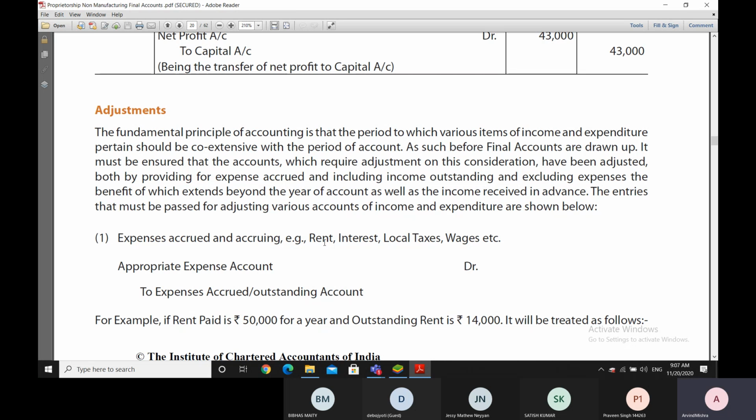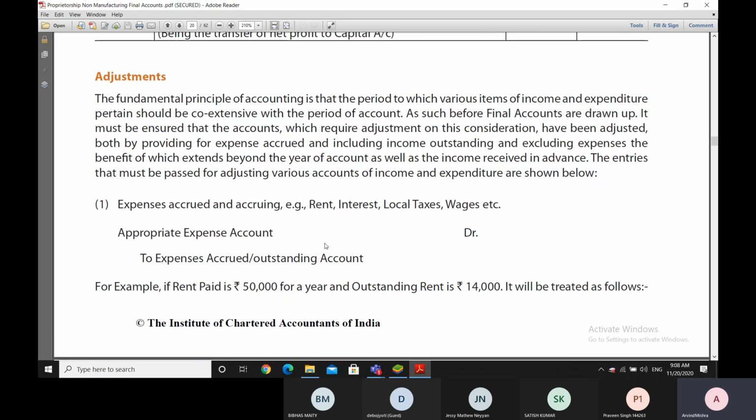Now, similarly, incomes received in advance will also be treated like that. They will be taken out because they have been received in advance, but they are actually not accrued. So we must pass these adjustment entries for adjusting various accounts.